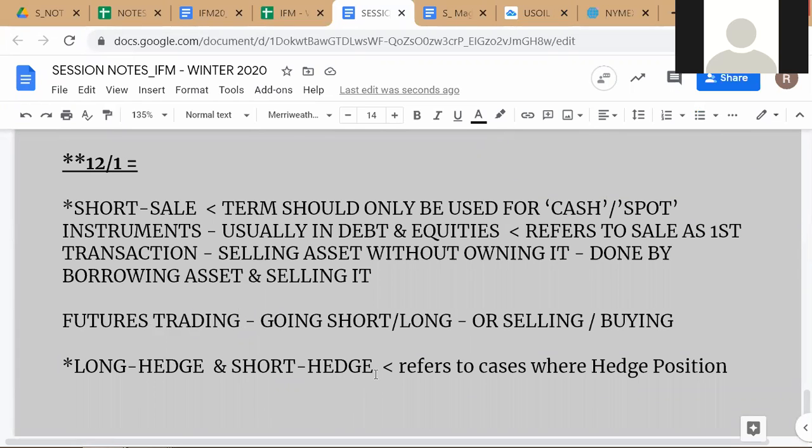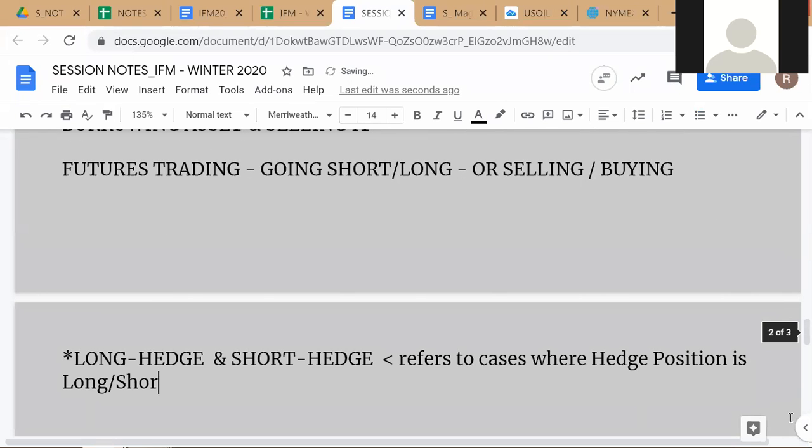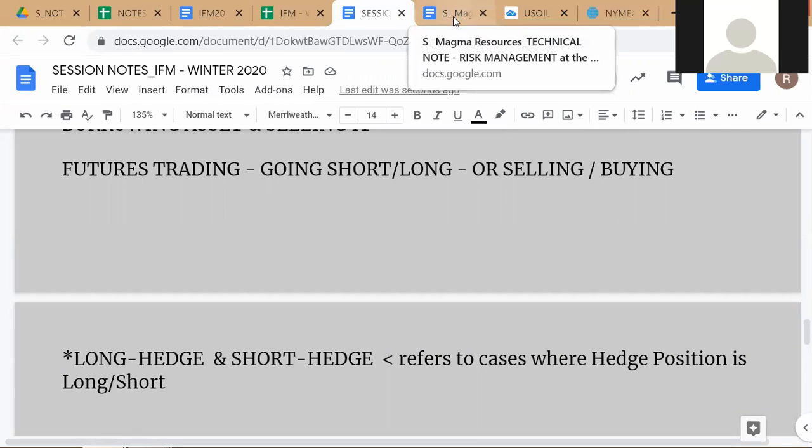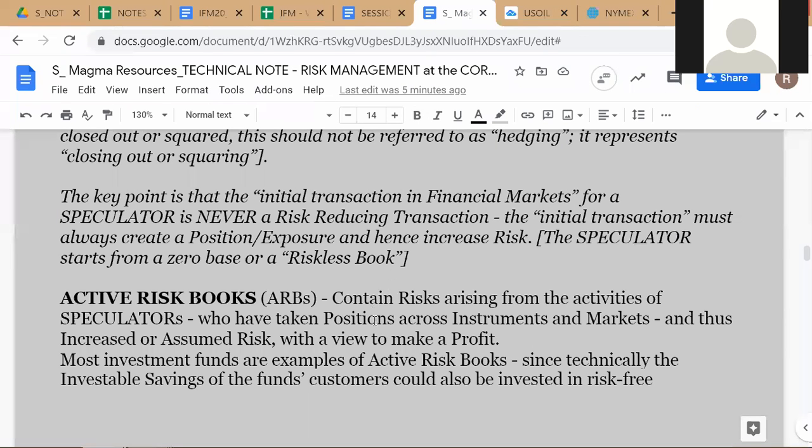Long hedge and short hedge, these terms are used in the book. And these refer to cases where the hedge position is long or short. If you read the note ahead a little bit, you will understand it, and when I get there in the note, I'll explain it. Also read the textbook, please. The sections I've given you talk about this long hedge and short hedge. Not the happiest of terms to use, but it's not wrong. It refers to cases where the hedge position is long or short, and there is also an underlying position, which is what we are going to discuss next.